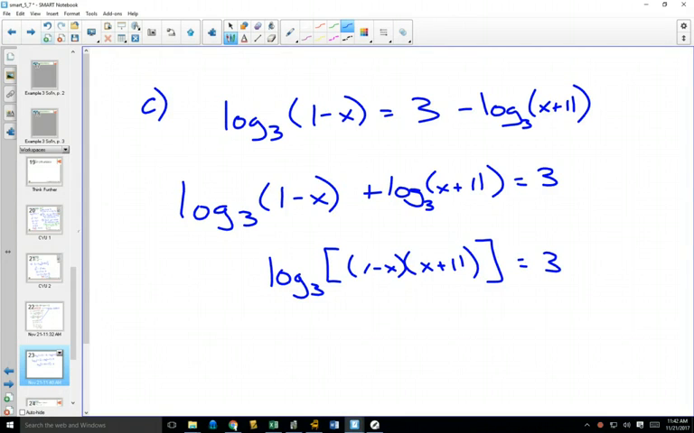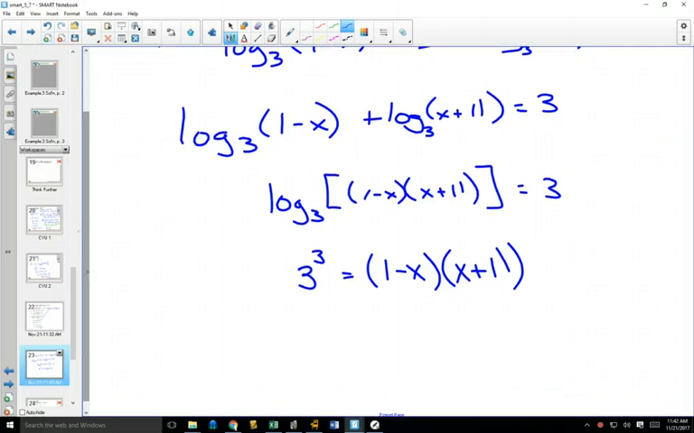What's the base? All right, this is a step you're going to forget. Once you get a single logarithm, change to exponential form. What's the base? 3. What's the exponent? 3. Okay? That's your answer. What kind of equation is this? Quadratic. So we're going to have to make one side equal to 0.